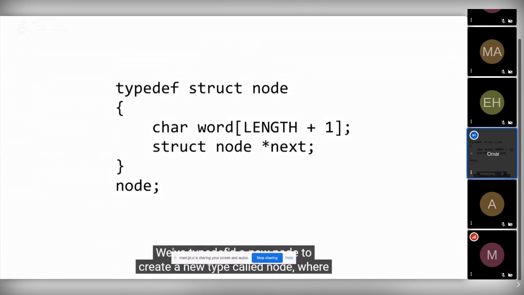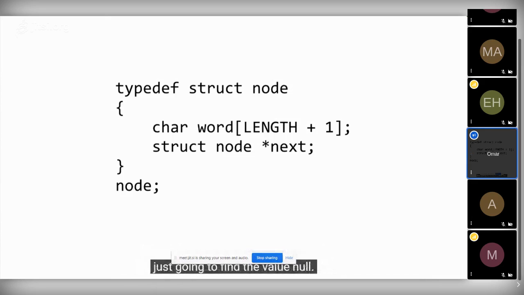We've typedef'd a new node, creating a node where every node has a word, which is a character array, as well as a pointer that is going to give us the address of the next node in this linked list. So our hash table is going to give us the first node in the linked list, and from there we can get to the next node, and the node after that, so on and so forth, until we get to the end of the linked list, where we're just going to find the value null.